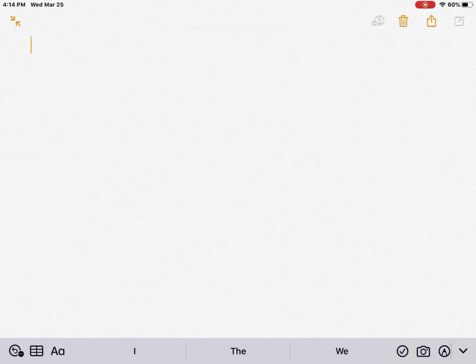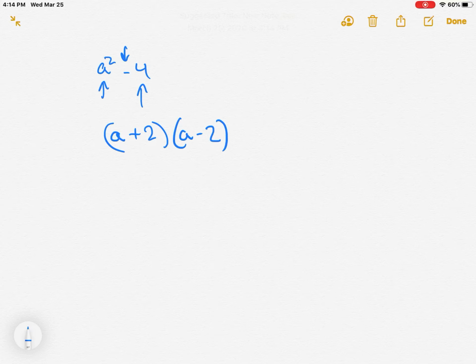So we have a squared minus 4. First thing, make sure you have a difference of squares. Is there a subtraction sign? Yep. Can I do the square root of both of them? If there's a square there, yep. Is 4 a perfect square? Yes, it is. So now take the square root of a squared, which is a, and the square root of 4, which is 2. So a plus 2 times a minus 2. Nothing too crazy.